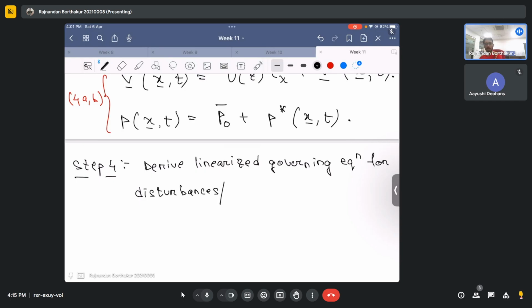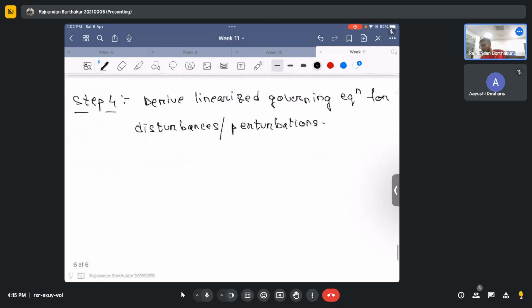Sometimes people call it disturbances, sometimes people call it perturbations. Okay. And how do we do that? Can you tell me now? How do we derive equations for disturbances? Subtract the total equation from the base state. Exactly. You are absolutely right.